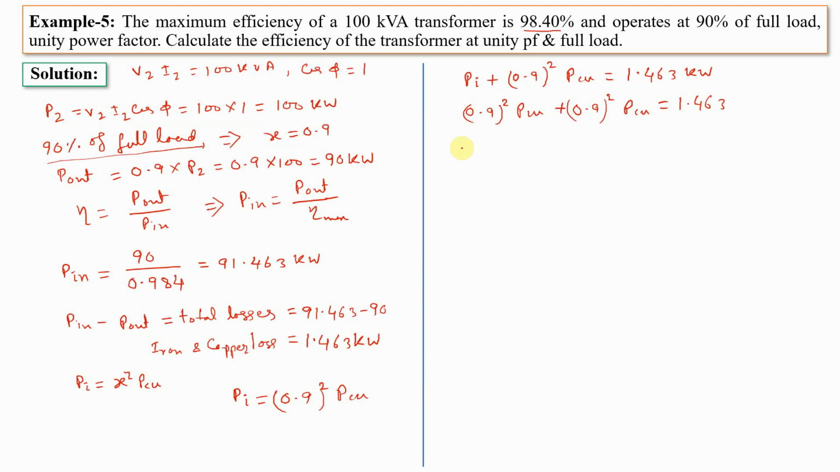After solving this, we get the rated copper loss of the transformer as 1.463 by 0.9 square into 2, because the value is 2 times. So finally it will be 0.903 kilowatt. This is the full load copper loss of the transformer.